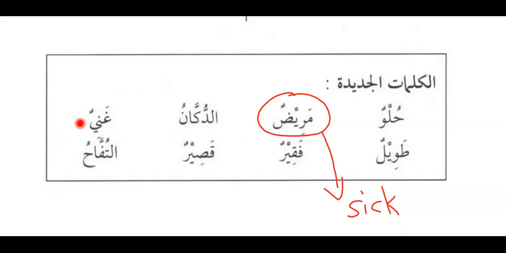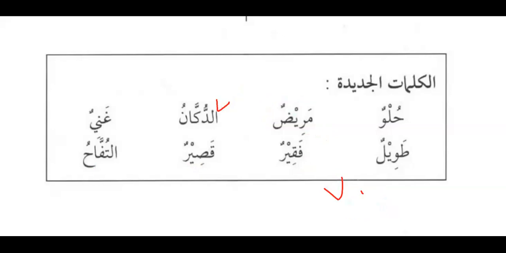There is alif and lam here, that's why we said the shop. It is not here, so it is just غني, rich. طويل, tall. فقير, poor. قصير, short. التفاح, the apple.